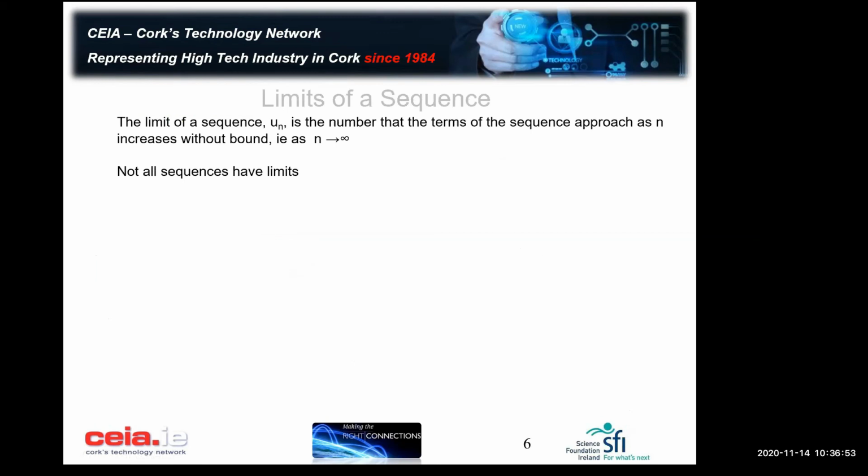So the limits of a sequence, right? The limit of a sequence u of n is the number that the terms of the sequence approach as n increases without bound. In other words, as n increases or approaches infinity. But you must note that not all sequences have limits.